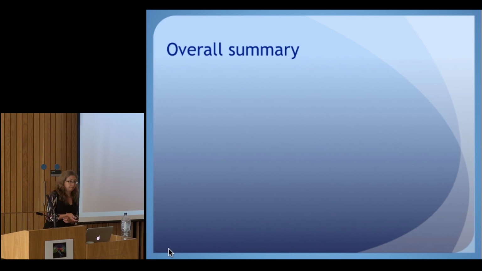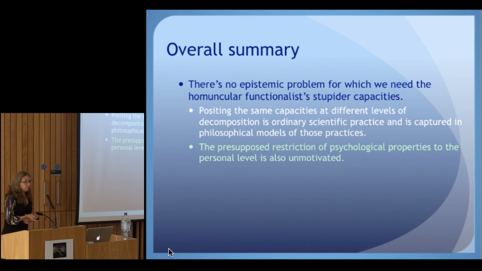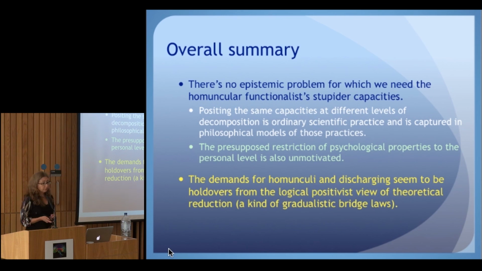Let me just summarize. First of all, there's no epistemic problem for which we need homuncular functionalist stupider capacities. Positing the same capacities at different levels of decomposition, mereological composition, is ordinary scientific practice. Nobody cares, and it's captured in philosophical models of those practices. The presupposed restriction of psychological properties to the personal level is also unmotivated. And the demands for homunculi and discharging seem to be holdovers from the logical positivist view of theories, where theories are associated with particular vocabularies. All you're doing is taking logical positivism and extending the bridge laws into steps.